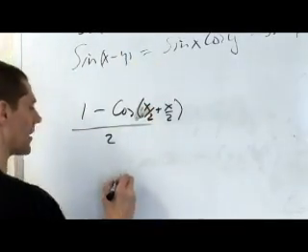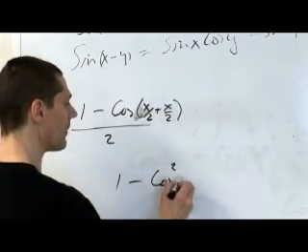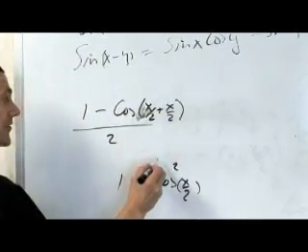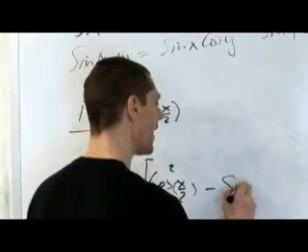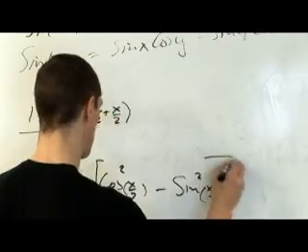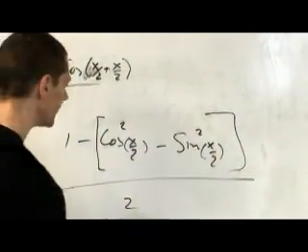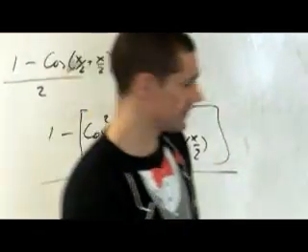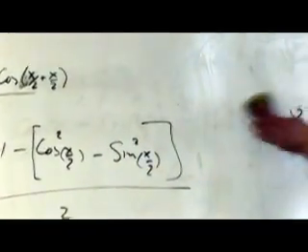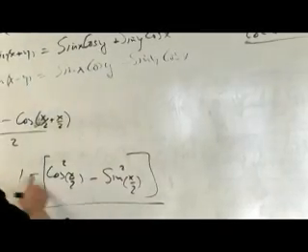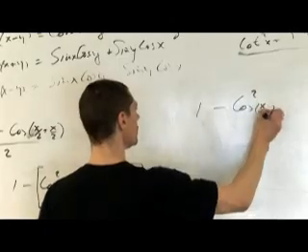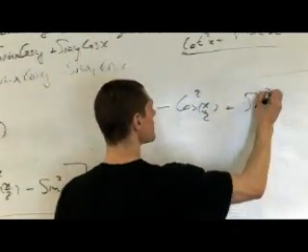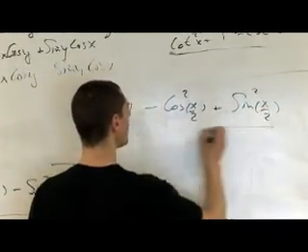Using this formula, this becomes 1 minus cosine squared x over 2, but there's a parentheses in front of this minus, right? Because this is going to spread out. Minus sine squared x over 2, and this is divided by 2, so far. And I'm going to have to erase this to move over with it. Okay, so now what do I have? I'm going to distribute this negative sign, so this is 1 minus cosine squared x over 2 plus sine squared x over 2, all divided by 2.